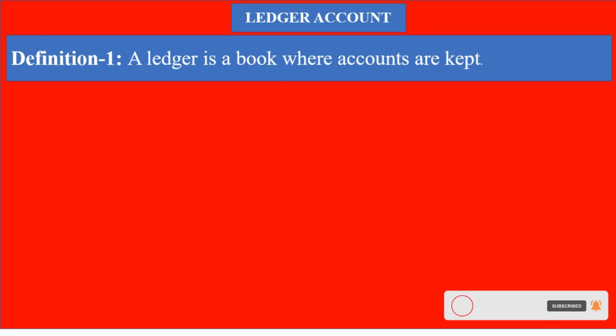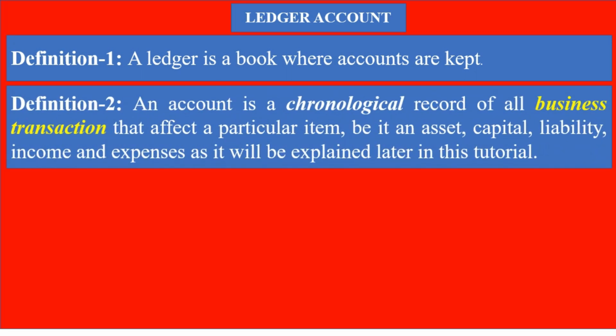Before we come to that, I want to make some clarification on this term ledger account. The term ledger account is two words in one. So in the definition that I have, there are two: one for a ledger and the other for an account. So definition 1, what is a ledger? Simple. A ledger is a book where accounts are kept. Number 2, what about an account?